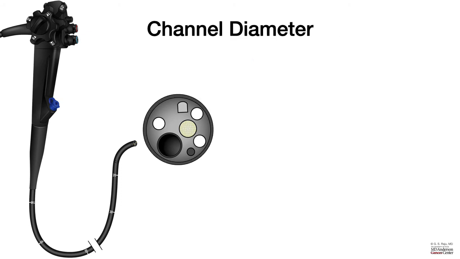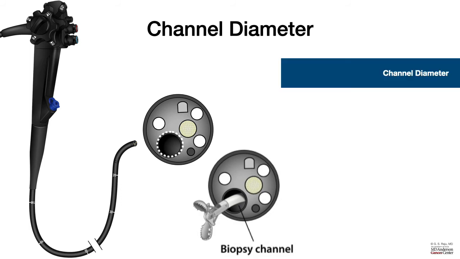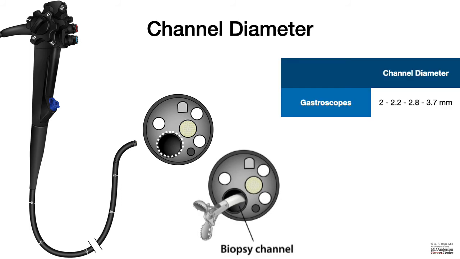Next is the endoscope channel diameter. This is the channel diameter, and as you can see here, this is an important bearing because it is helpful for suction. Bigger the channel, bigger the suction, and bigger the channel, bigger the instruments that can go through a particular channel. So let us look at the channel diameter of different scopes.